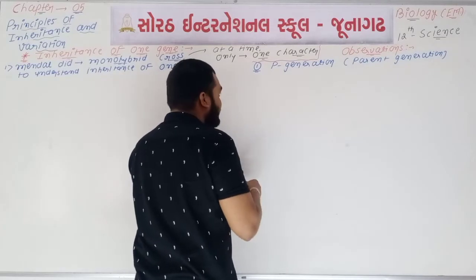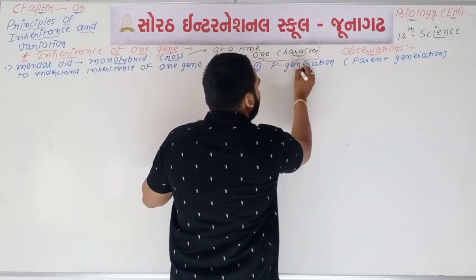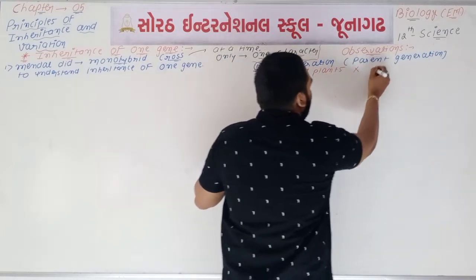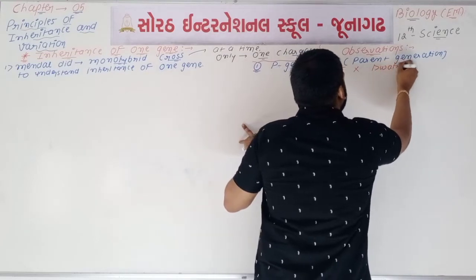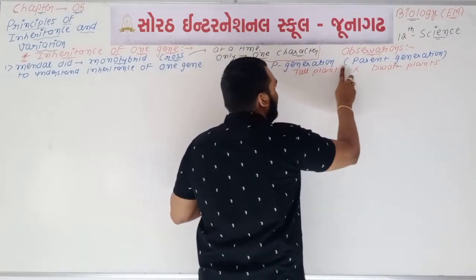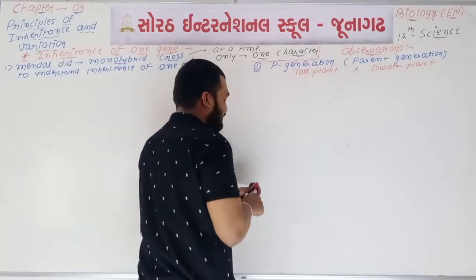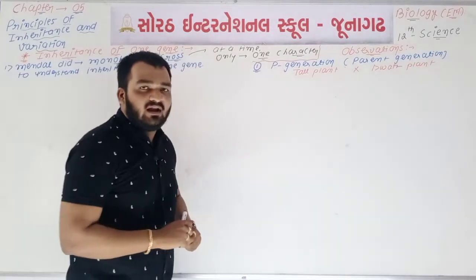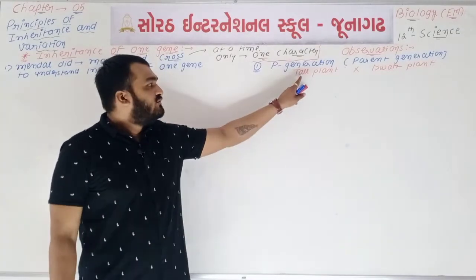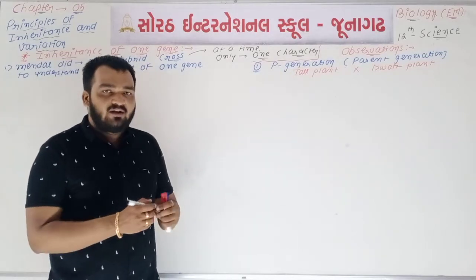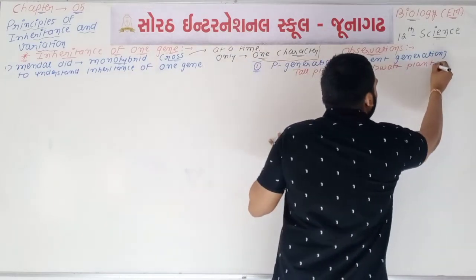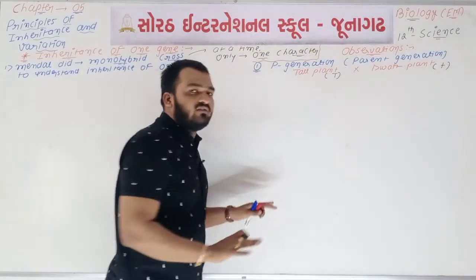In the P generation of the monohybrid cross, 100% tall plants were crossed with 100% dwarf plants. So one tall plant was crossed with one dwarf plant. As parents for the monohybrid cross, Mendel selected one tall plant and one dwarf plant. Remember, the symbol of the tall plant is capital T and the symbol of the dwarf plant is small t.